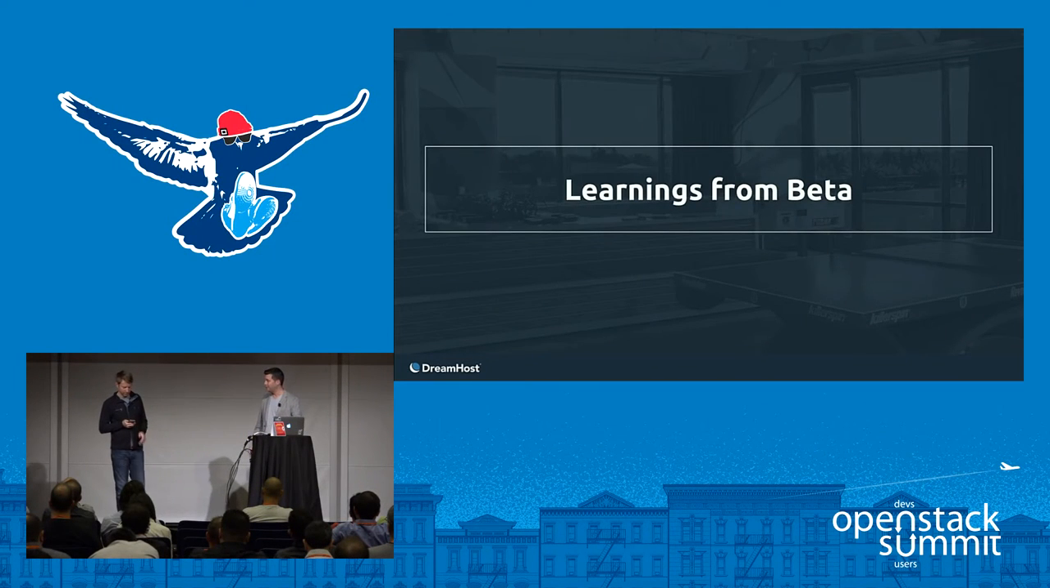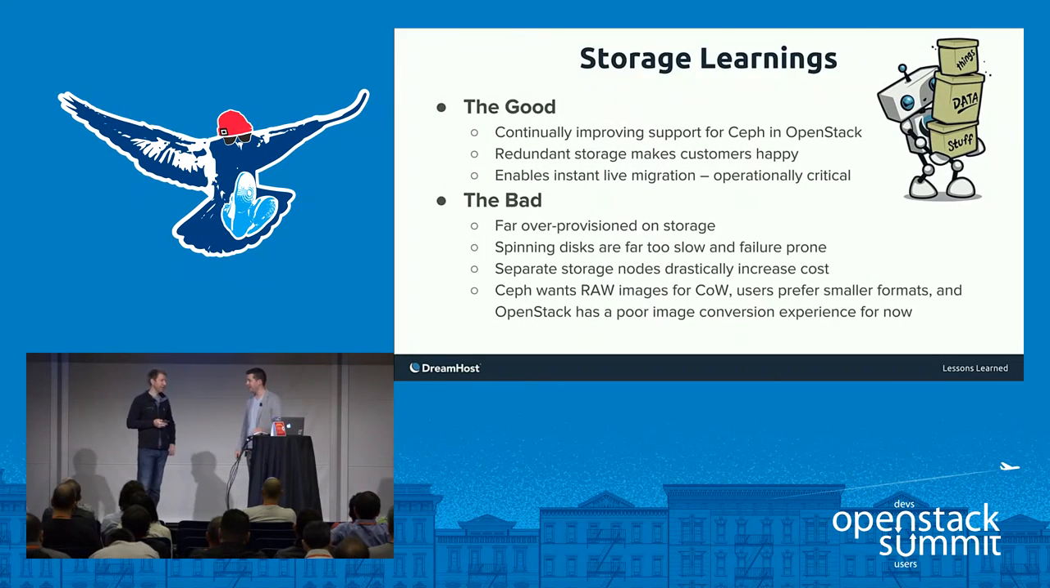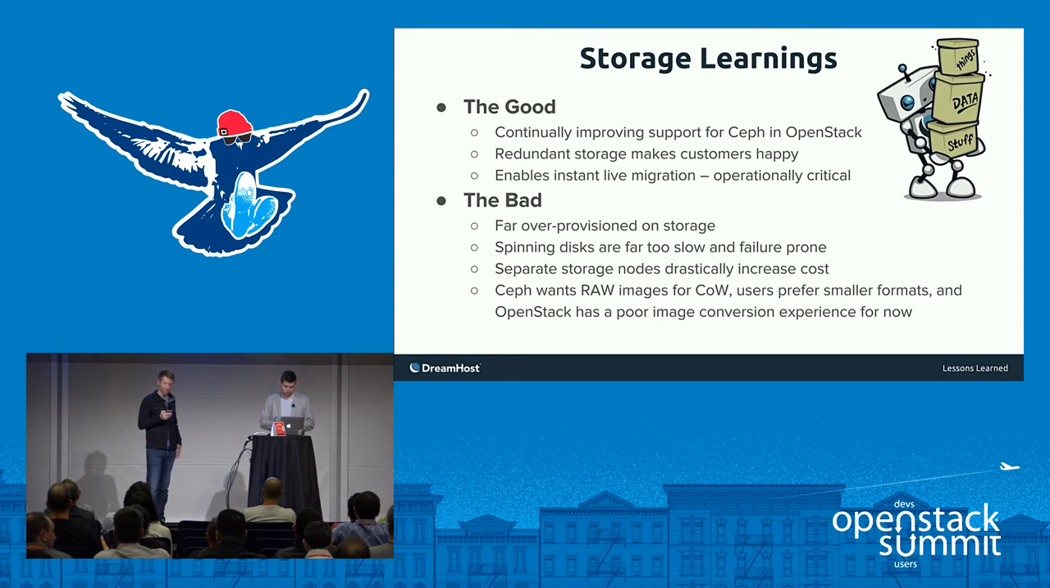So what did we learn? What about mistakes we made? How did we do? Let's do our report card, on the beta, mind you. So Ceph was the right choice. I think history showed us that Ceph usage in the community skyrocketed. It's become very popular. We saw constant improvements in integration with OpenStack and Ceph, so we feel like that's been very good.